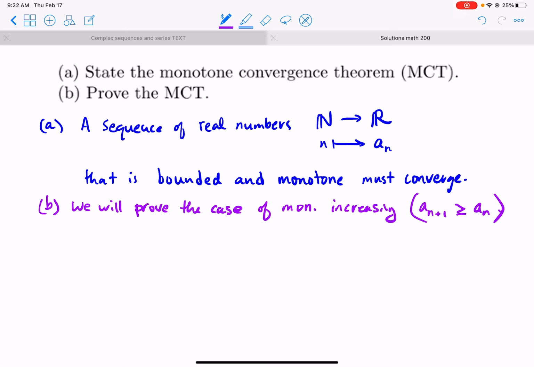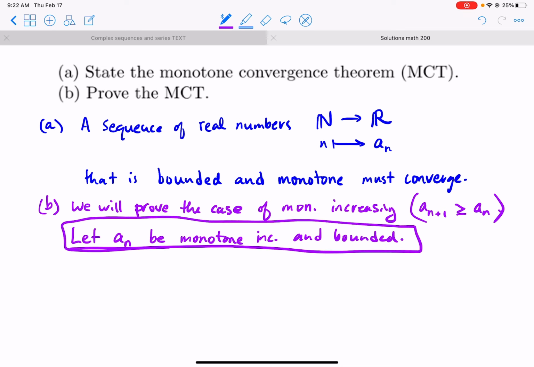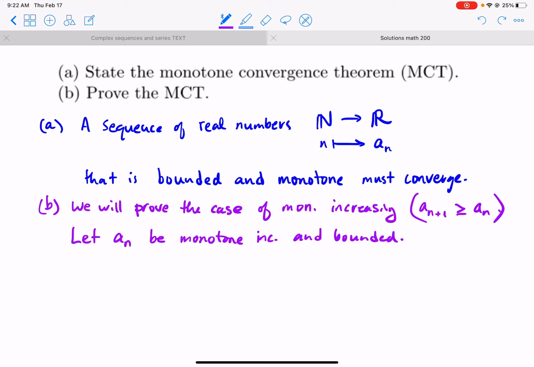Okay. So let a sub n be monotone increasing and bounded. Okay, these are the assumptions. I'm setting it up. I'm saying, what am I assuming? We will prove that the sequence a sub n is Cauchy.